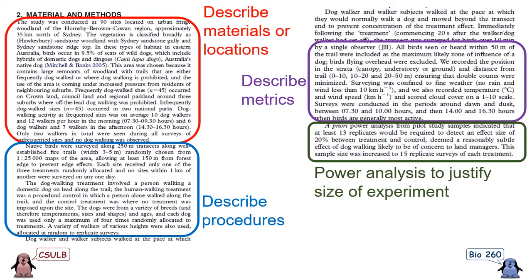For example, these authors used a variety of walkers at different heights, randomly allocated to their treatments to reduce any bias that may be caused by accidentally using taller people in one treatment and smaller people in others. In the purple box, we can see the researchers describe the exact methods that they used to measure a variety of different metrics in their protocol.